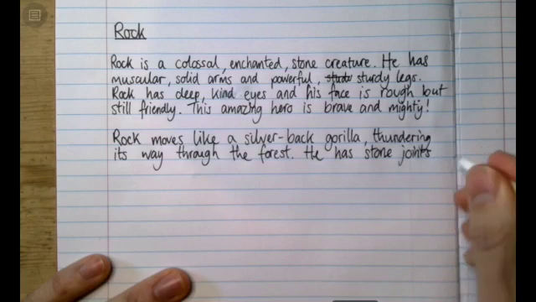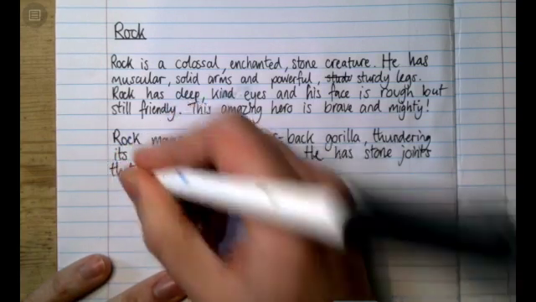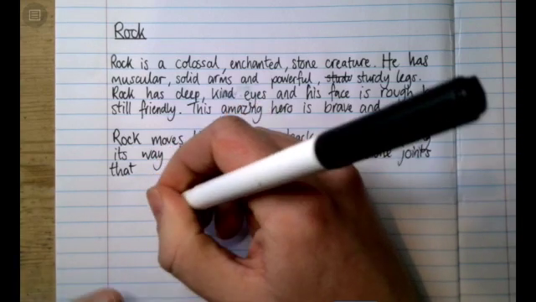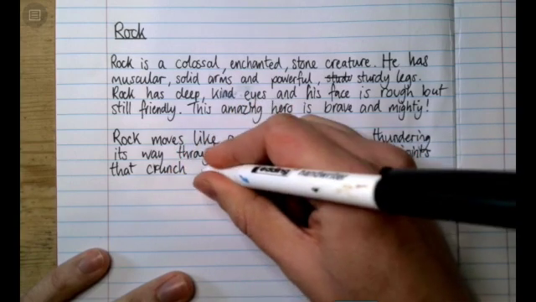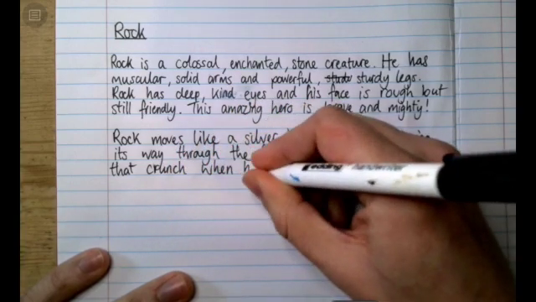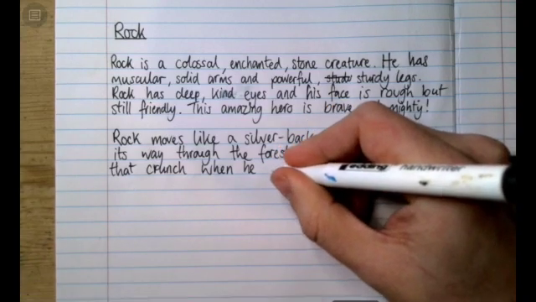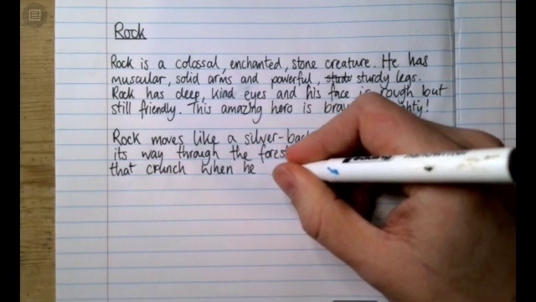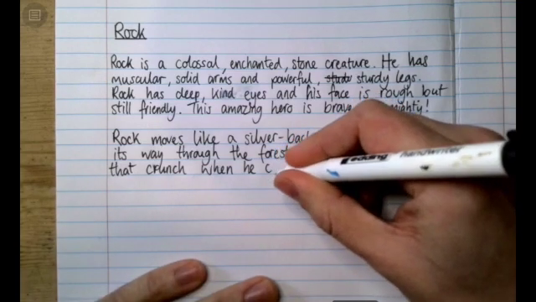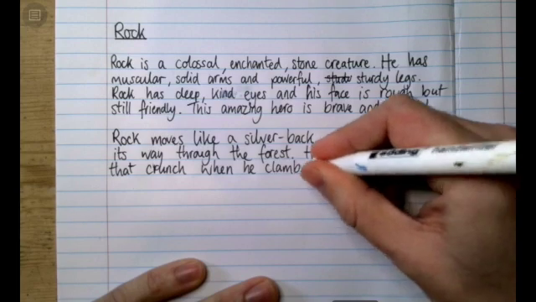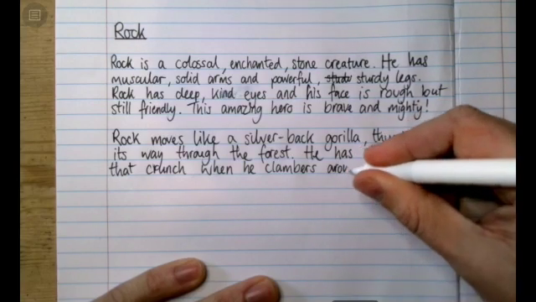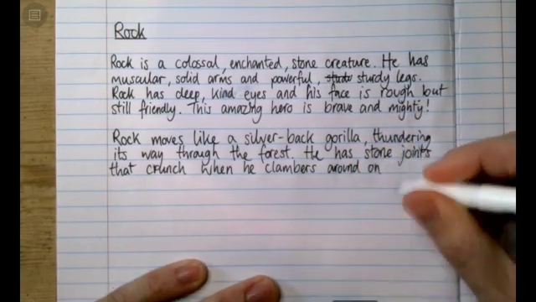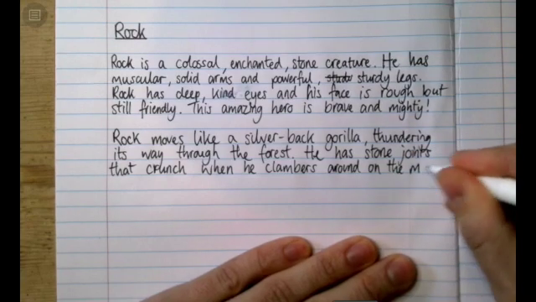And I want a relative clause here, so that is our relative pronoun, that crunch when he, I want to say climbs around on the mountain, but I don't want to say climbs. I'm going to go for clambers. It's a nice way of describing how he moves. Clambers around on the mountain, or the cliff face, or on the rocky terrain.